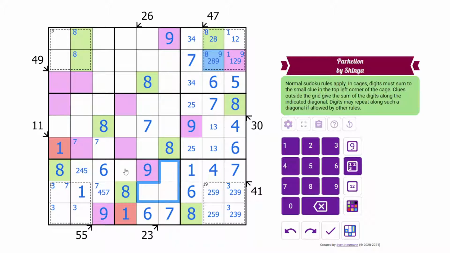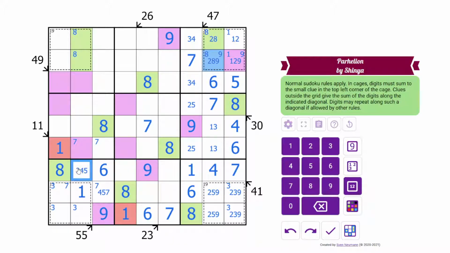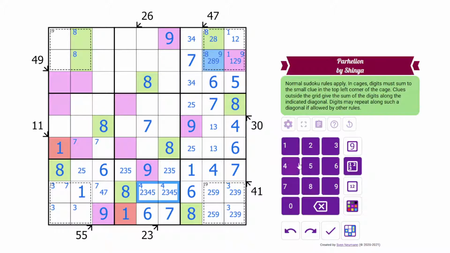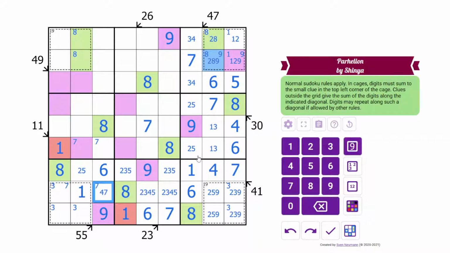One, 2, 3, 4, 5, 6, 7, 8, 9. So 2, 3, 4, 5. That can't be a 4. Which means that can't be a 5. Has to include a 4, which I mean we already know because of that. Which this has to include a 4. That has to be a 7.